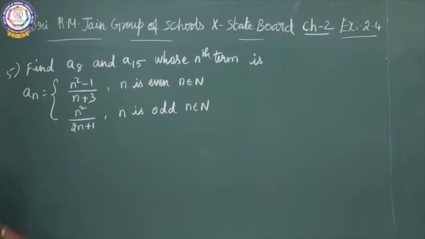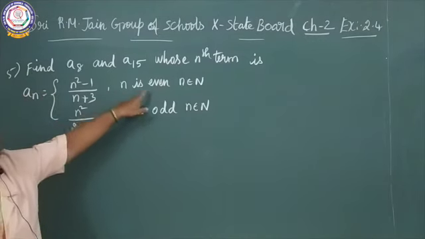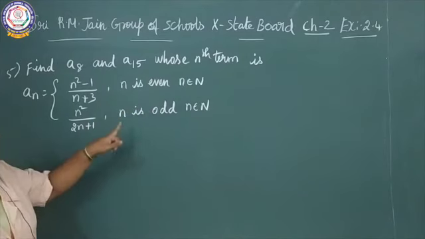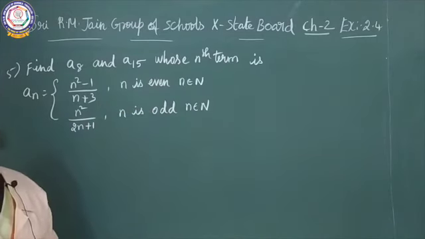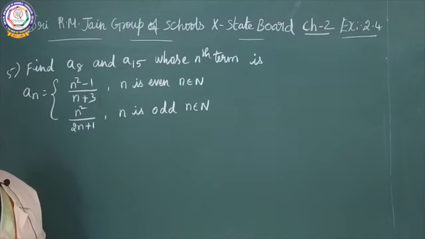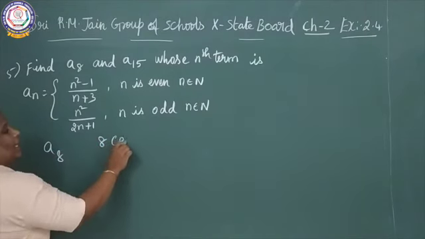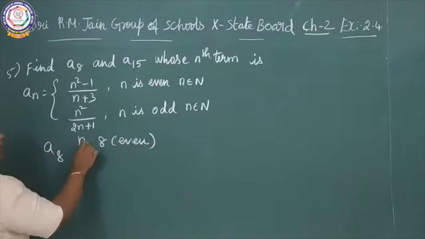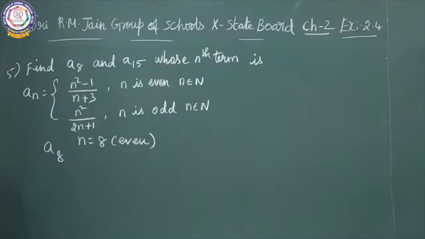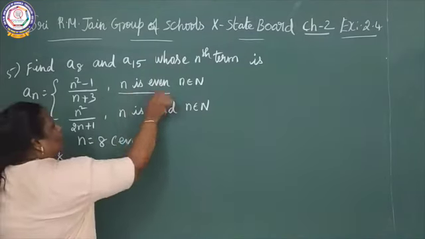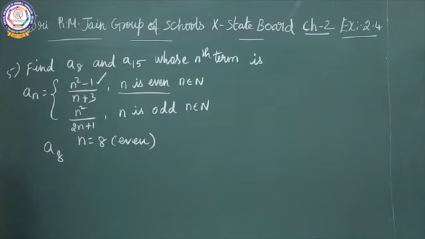See the fifth sum. Find A8 and A15 whose nth term is given. If n is even, you can substitute in this equation; if n is odd, you can substitute in this given nth term. See, first A8, where 8 is an even number. If n equal to 8, it is even, you can choose this one.